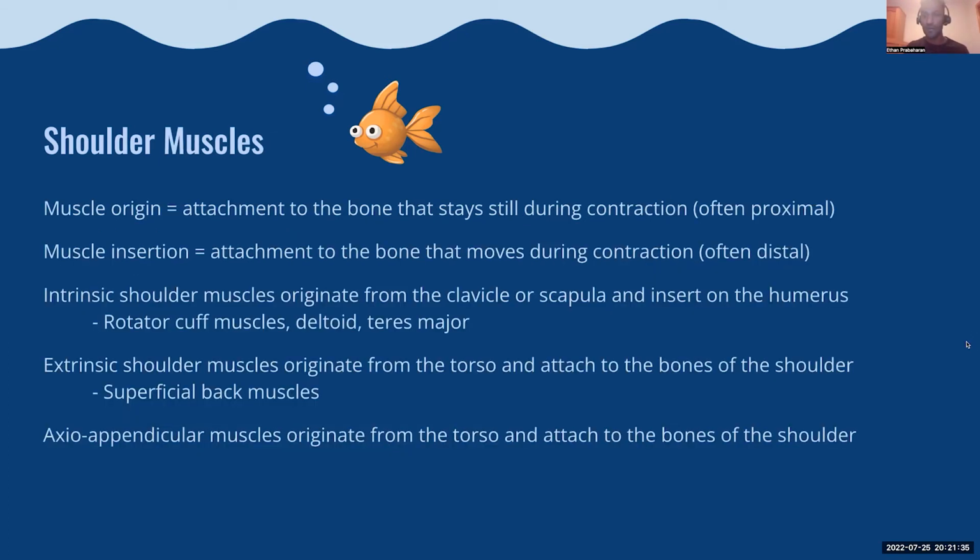Okay, so we've talked about joints and bones. Now we're going to talk about muscles. So with muscles, there's a couple of things that are worthwhile considering. First of all, their origin is the attachment to the bone that stays still during contraction. And the origin of a muscle is often proximal. Okay, so we have an origin proximally and an insertion distally. And your insertion is the attachment of the muscle to the bone that moves during contraction.